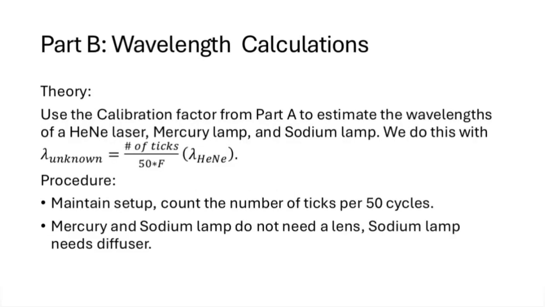So in part B, we sought to actually apply the calibration factor from part A to find the wavelengths of a mercury lamp and a sodium lamp. And to do this, we adjusted our setup by removing the lens that was present in front of the laser before, removing it completely for the mercury setup and adding a diffuser for the sodium setup. And we only used 50 ticks as opposed to 100 ticks as in part A.